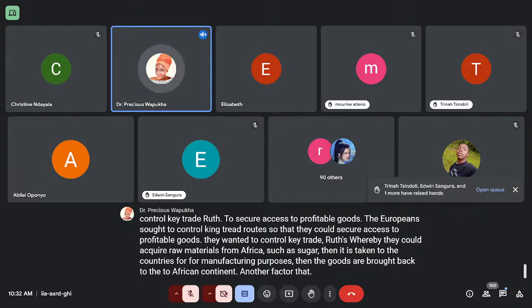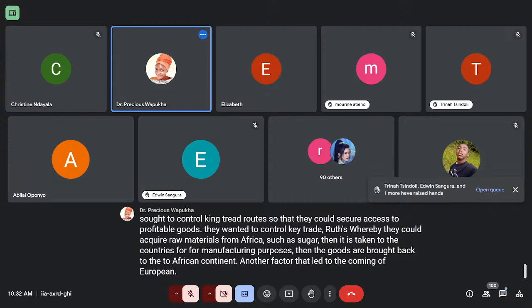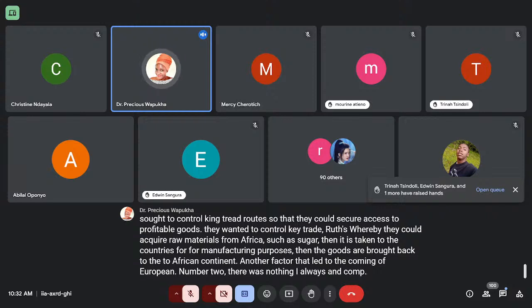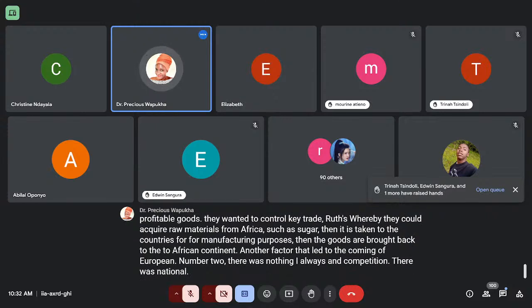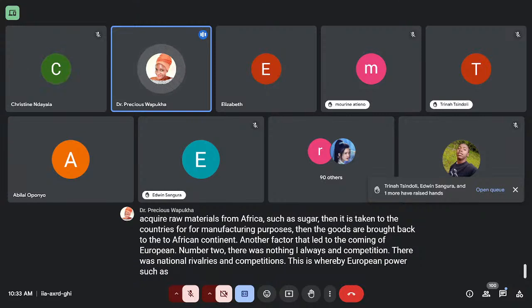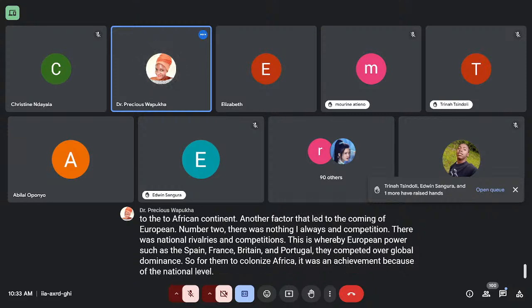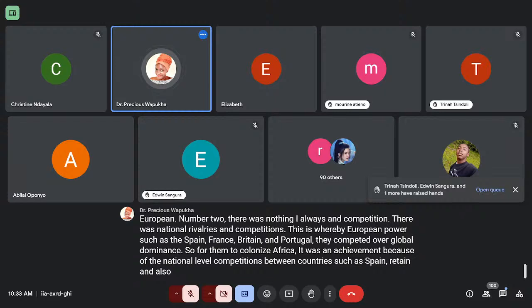Another factor that led to the coming of Europeans. Number two, there were national rivalries and competition. This is whereby European powers such as Spain, France, Britain, and Portugal competed over global dominance. So for them to colonize Africa was an achievement because of the national rivalries and competition between countries such as Spain, Britain, and also France.